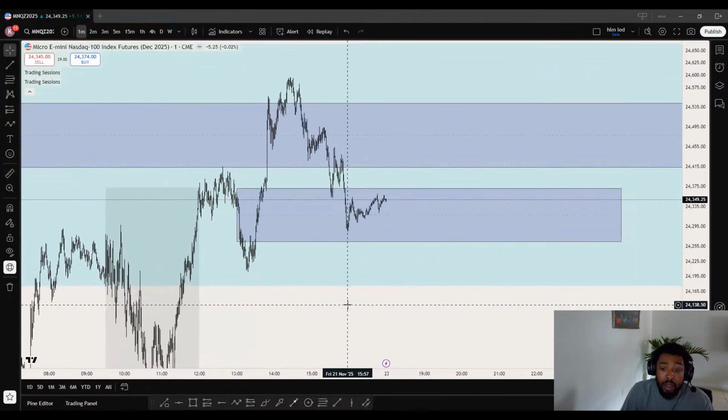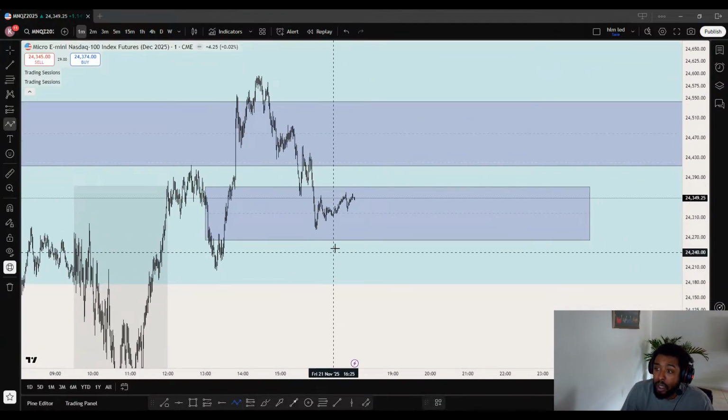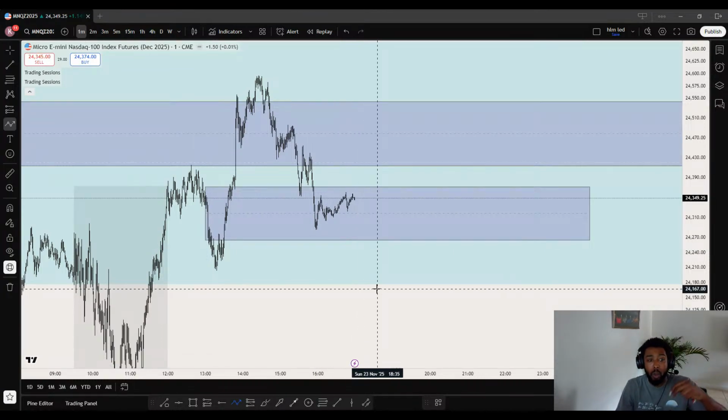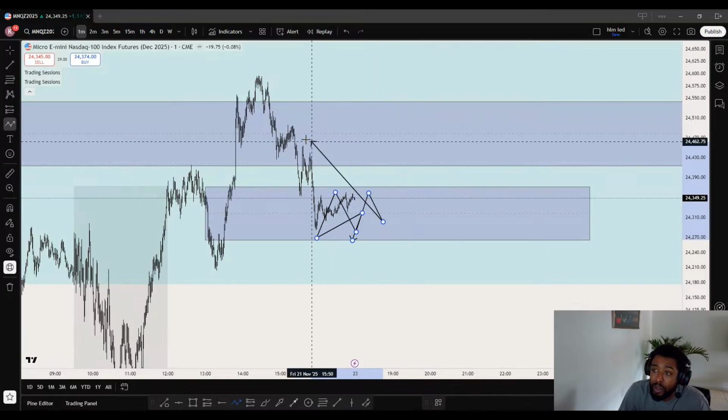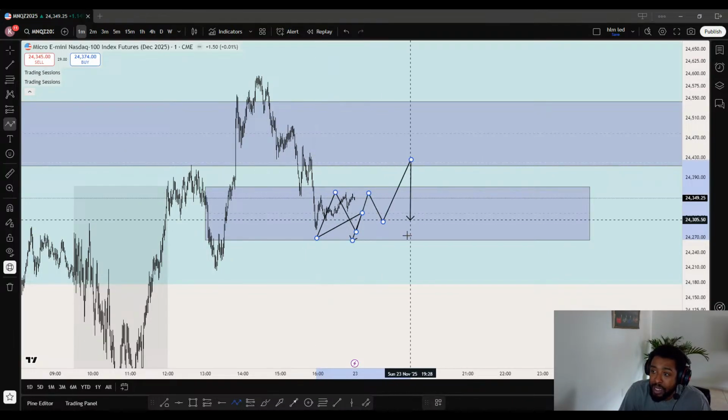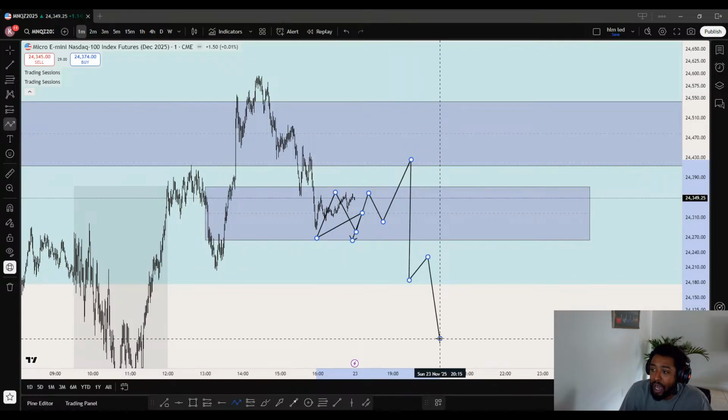I'm looking for it to manipulate because I want it to go lower. I want to see it manipulate, I want to see it accumulate. Then I want to see it manipulate up, sweeping out some type of high, and then displacing lower. And that's how I get my plays.